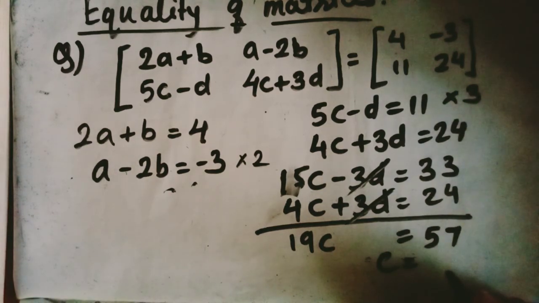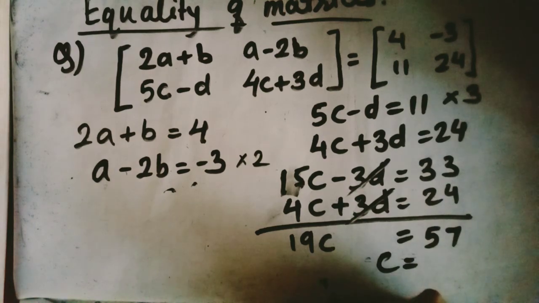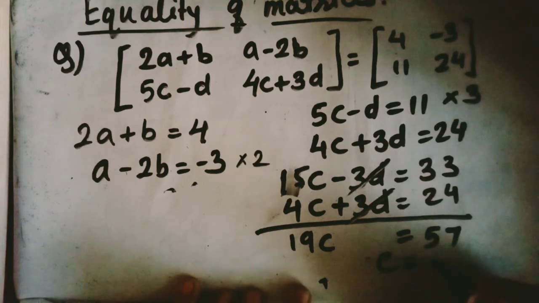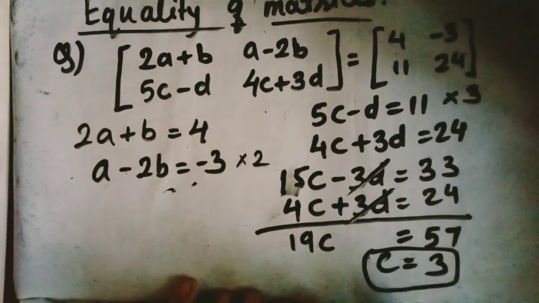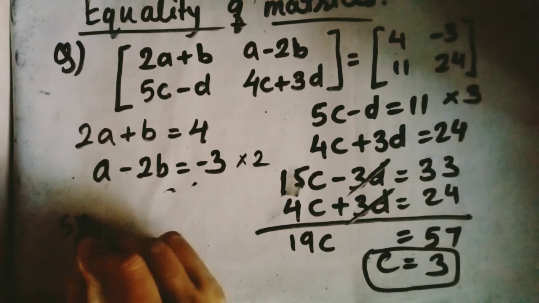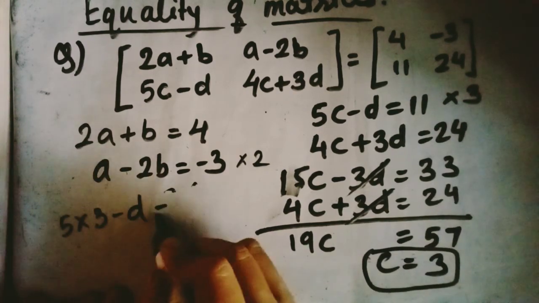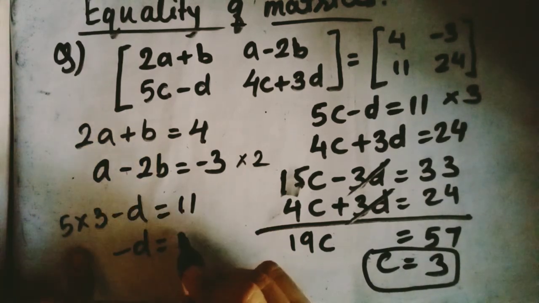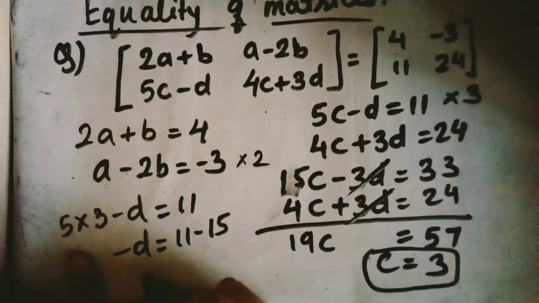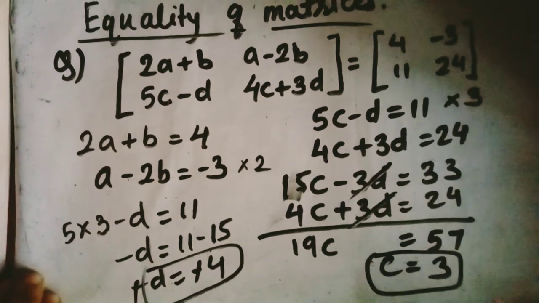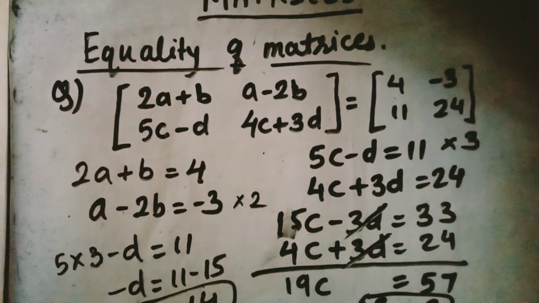19 threes are 57. So c is 3. Putting this c equal to 3 in equation 1, you will get 5 into 3 minus d equal to 11. So 15 minus d is 11, so d is 4. This way you can find the values of the unknowns.